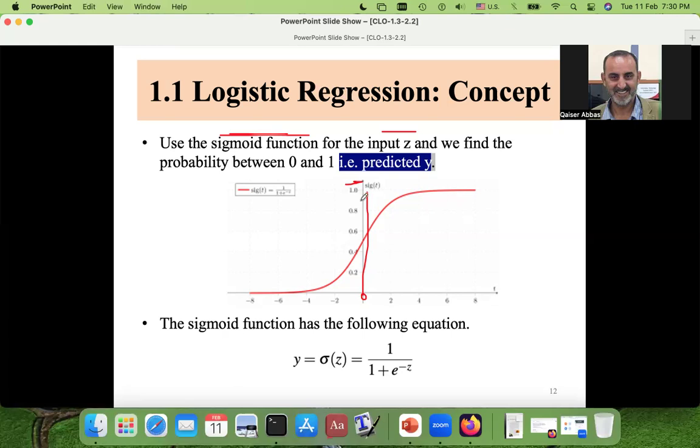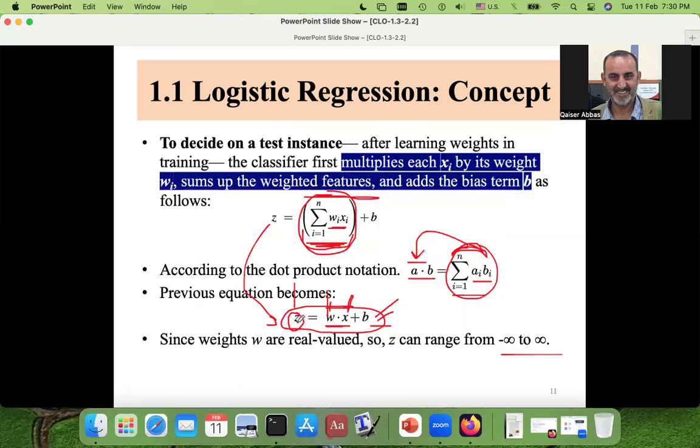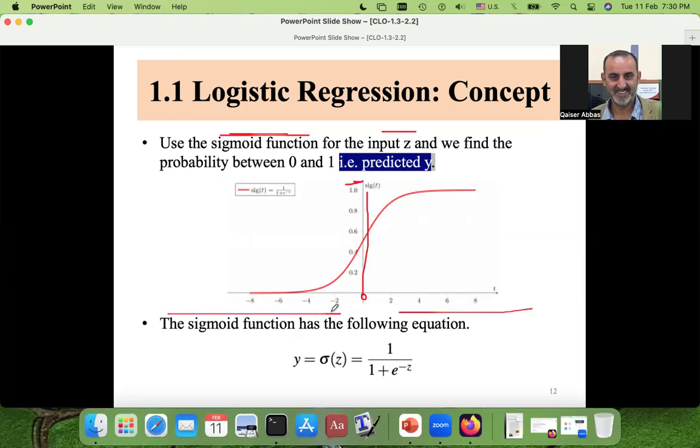From 0 to 1. And here the values are going maybe to positive infinity and then negative infinity. So this Z can be in positive infinity or negative infinity. Okay. And then that Z will be converted into this probability through this curve.